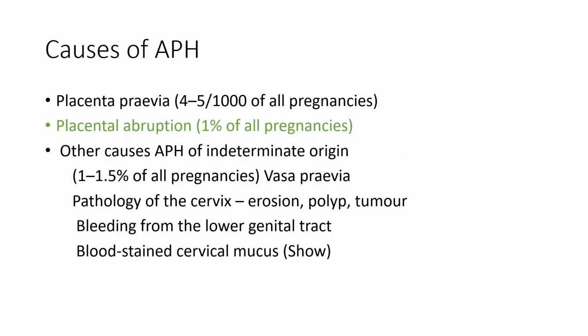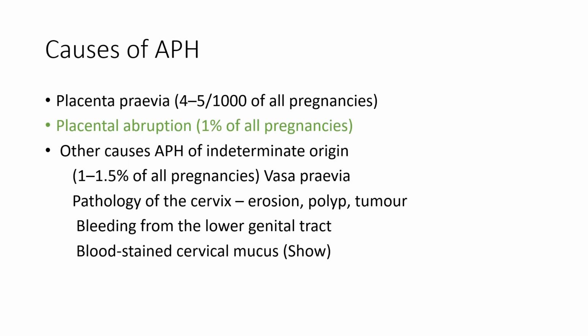Diagnosis as vasa previa or any other local pathologies. So this is one of the major causes of APH. If we see the causes of APH, placenta previa is the most common, which has an incidence of 4 to 5 in 1,000 cases of all pregnancies.